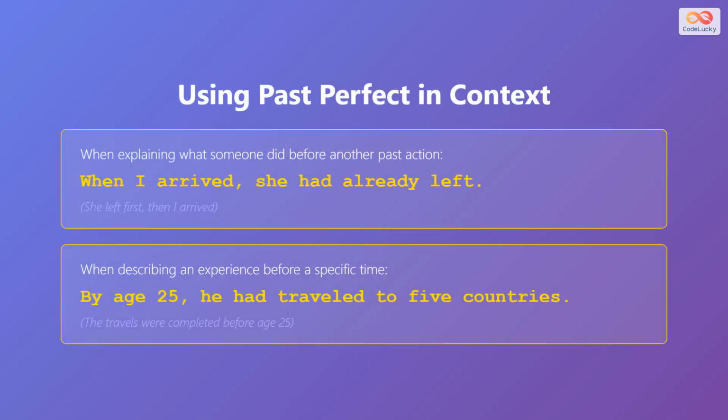Let's see how the past perfect works in real situations. First example, when I arrived, she had already left. Here, she left first, then I arrived. We use past perfect for her leaving because it happened before my arrival. Second example, by age 25, he had traveled to 5 countries. This shows that the travels were completed before he turned 25. The past perfect helps us show what was done or finished before a specific time in the past.